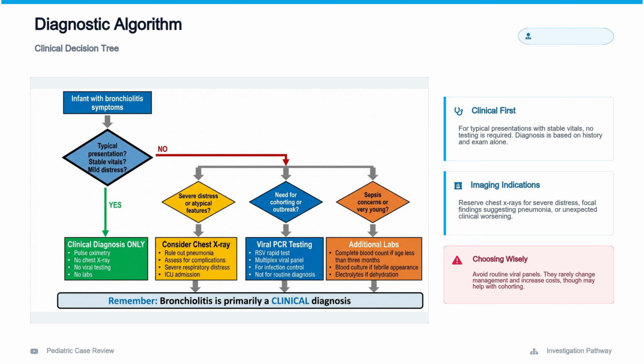This diagnostic algorithm summarizes our approach. For the vast majority of infants with typical symptoms and stable vitals, the path is green, clinical diagnosis only, with no labs or imaging needed. If there is severe distress or atypical features, we move to the yellow path and consider a chest X-ray to rule out pneumonia. Viral testing, the blue path, is primarily for infection control purposes during admission, not for diagnosis itself.